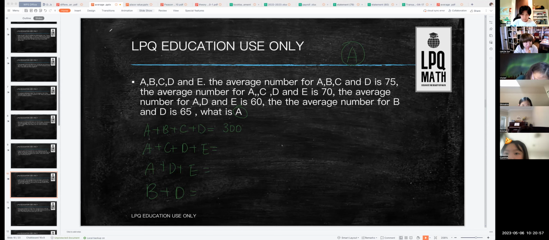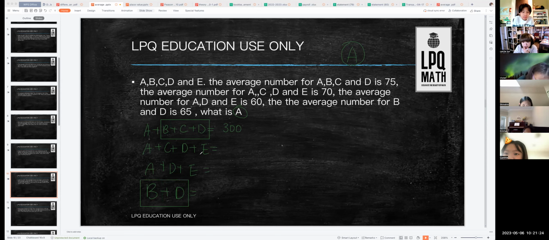Okay, so let's take a look at this one, okay? So everybody, in order to get A, actually, I don't have to do anything. I only need to know what BCD is, correct? Because I only need to do 300 minus BCD equals A, correct, Jason? Okay, so now for this one, I have BD. Can you tell me BD equals what?